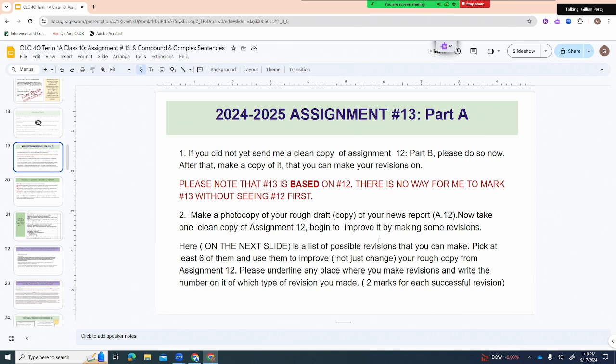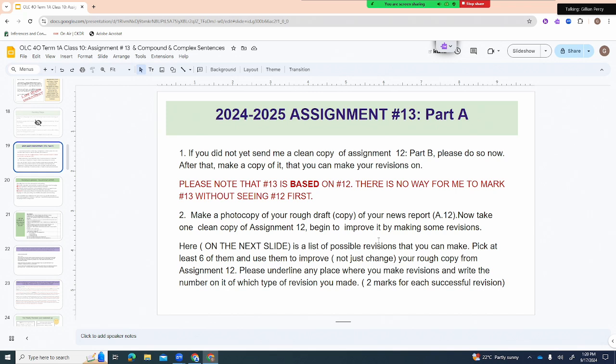They just thought I wanted to see changes. They didn't get that I was trying to get you to improve the writing. So that's the overall goal, right? The revisions are what I'm looking at, but we're trying to find the overall goal of making it better, okay? So please underline any place where you make revisions, and on it you're going to write the number of what type of revision you made. Number is it's going to be in my charts. I'll show you that in a minute, okay?